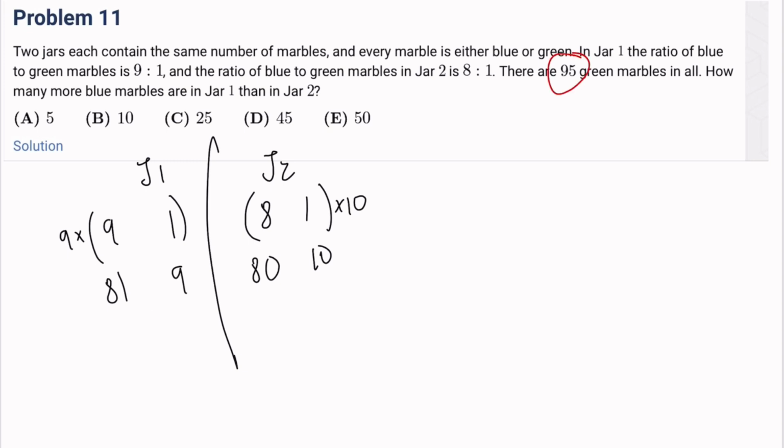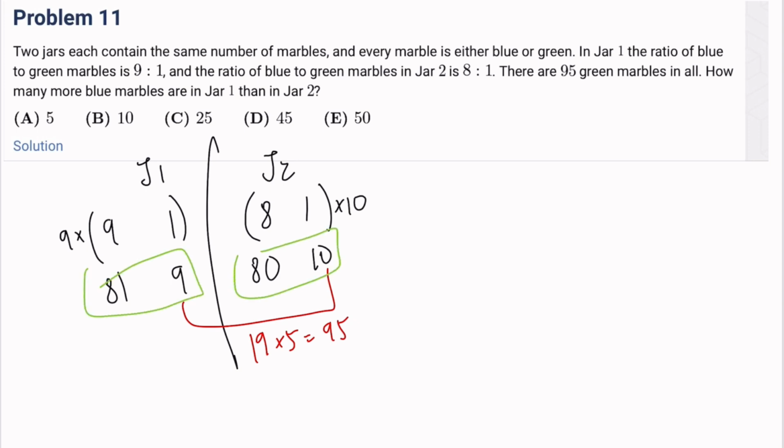But then since there are 95 green marbles in all, and this side is the green side, so for these amounts right now, we have 17 and so 19. So right now 19 times 5 equals 95, and so for there to be 95 green marbles, then the total amount needs to be multiplied by 5 on both sides, right?